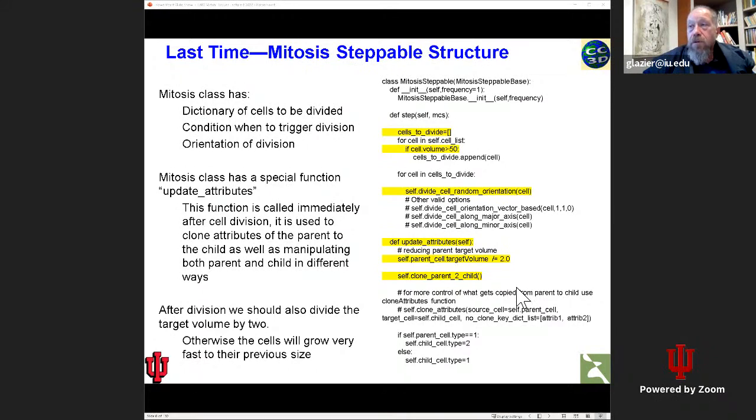There's the attributes function. In this case, by default, typically we divide the target volume by 2, equal division. And then we do this clone parent to child, which in principle copies everything about the parent cell to the child cell. And as I mentioned, the default takes the parent cell type and switches it to being the opposite one here. And there are a couple of other possibilities that you can play with.